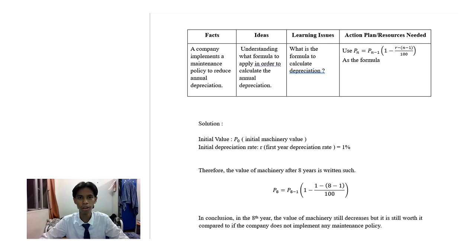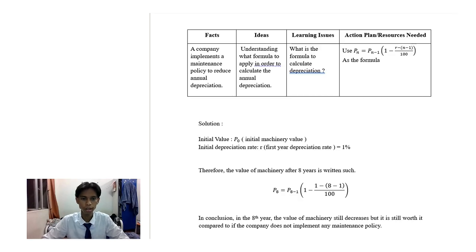But in this question, there are no values given, so I am going to explain it in simple terms, which only use unknowns. So, the facts: a company implements a maintenance policy to reduce annual depreciation. Ideas: understanding the formula to apply in order to calculate the annual depreciation. Learning issues: what is the formula to calculate depreciation? And the action plan is to use the formula Pn equals Pn minus 1 bracket 1 minus R minus bracket n minus 1 over 100, which is the formula needed to calculate depreciation.